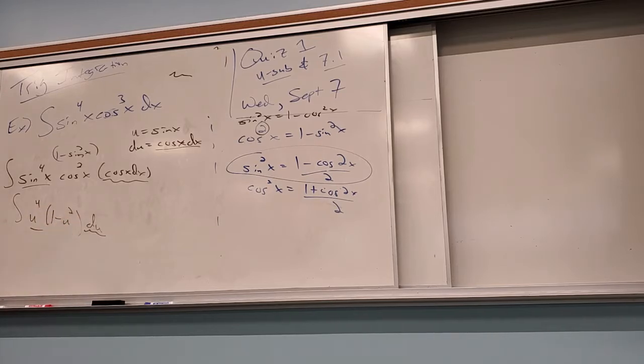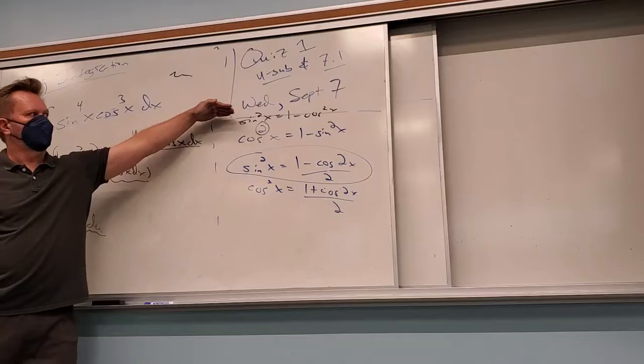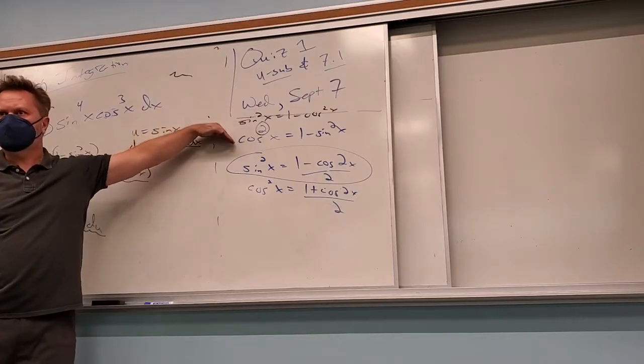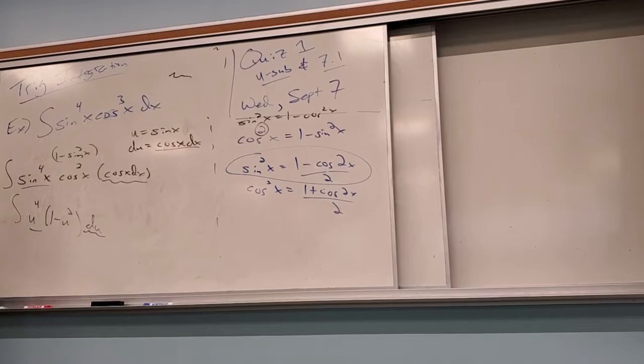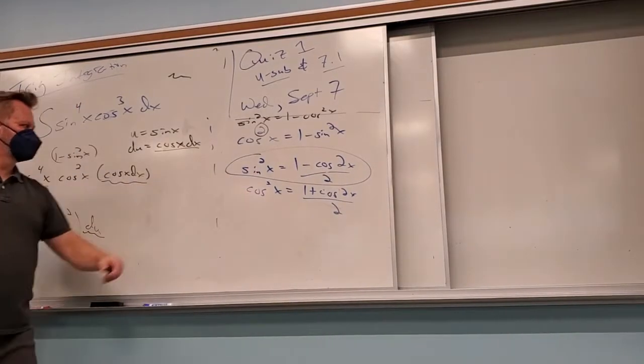There. That's why you need an even power left over on one of these pieces, so that I can actually use one of the basic Pythagorean identities. Okay, I like it. It really is just u-sub. I've just got to be a little more creative according to what the powers are. Don't worry, we're going to see how to use one of these.